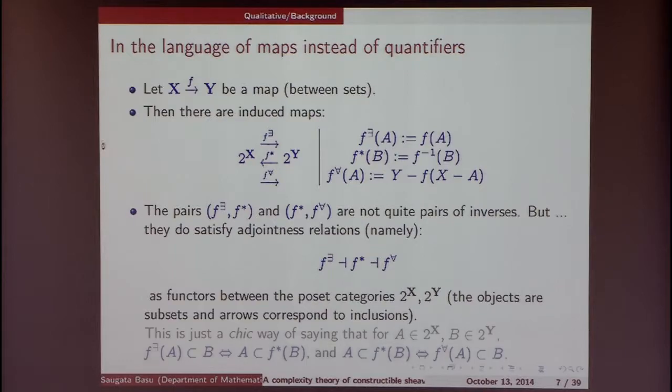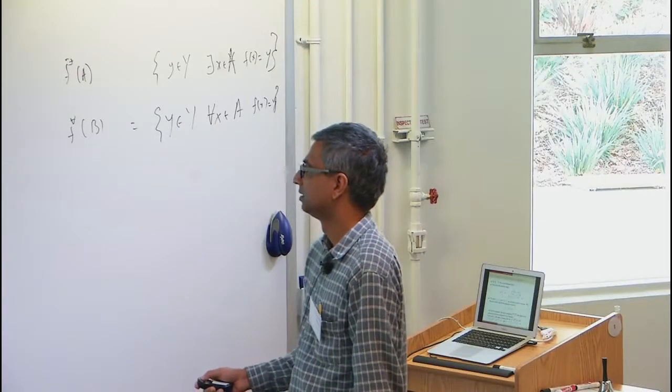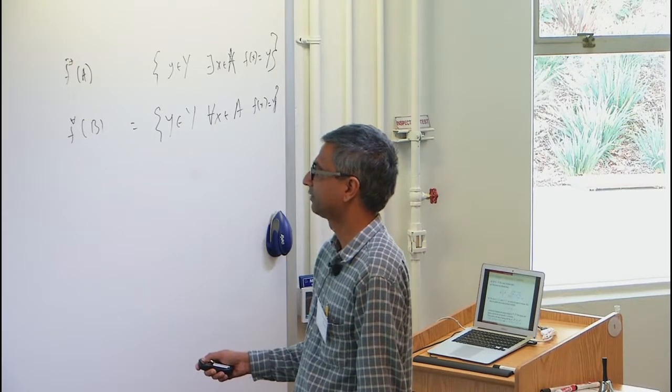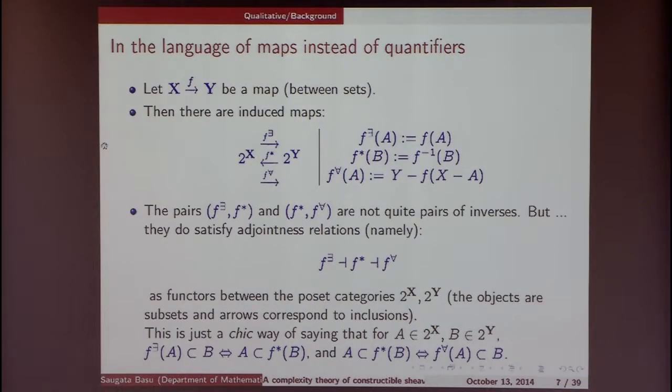That's just a fancy, chic way of saying that F exists A is included in B if and only if A is included in F star B. I don't understand the notation. What is that funny symbol in the middle? This means that this functor is left adjoint to that functor. Okay, that's the adjoint.